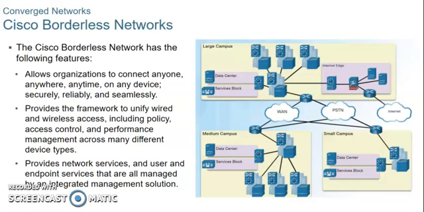The Cisco borderless network provides the framework to unify the wired and wireless access. The borderless network framework includes network access policies and access control methods. It is responsible for performance management across many different device types. Borderless network provides network services, user and endpoint services. These two services are managed by an integrated management solution.